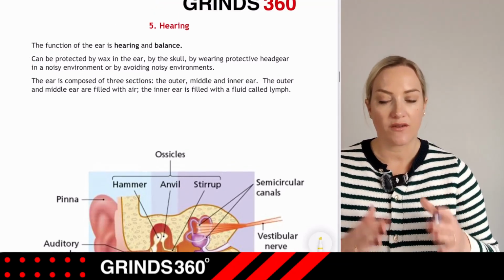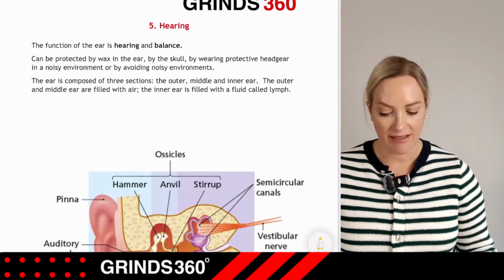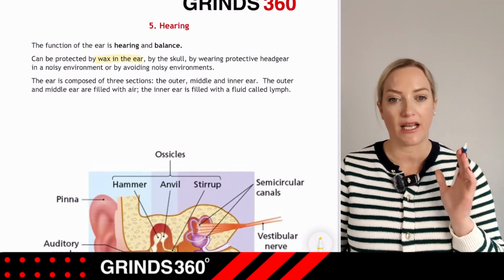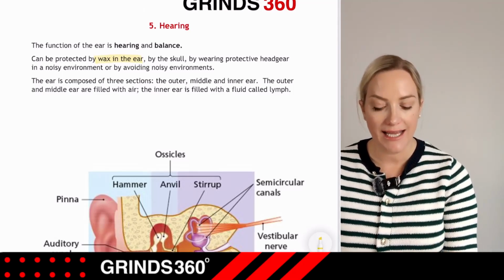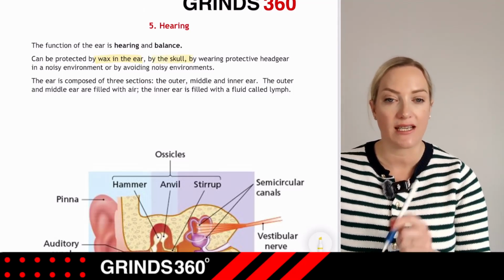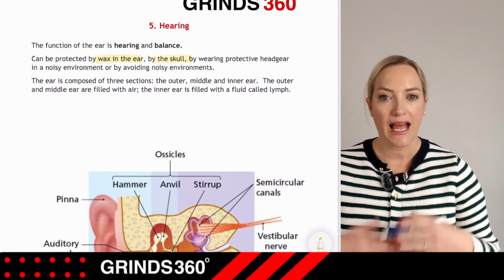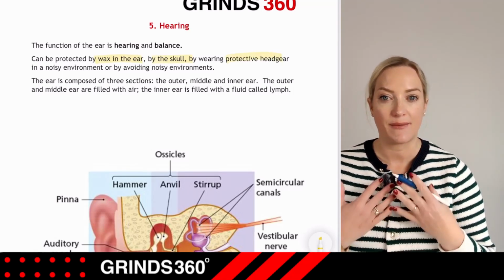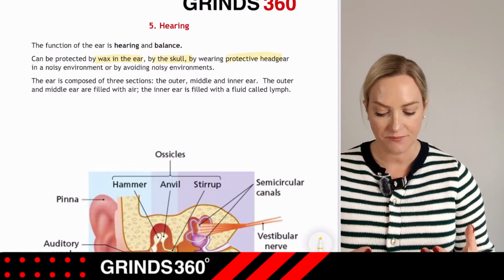So the main function of our ear is balance and hearing. Our ears are protected by wax, that's a form of protection. Our ears are also protected by our skull, so that's another thing that can protect our ears. And then wearing protective headgear is another thing to protect our ears, especially in noisy environments.